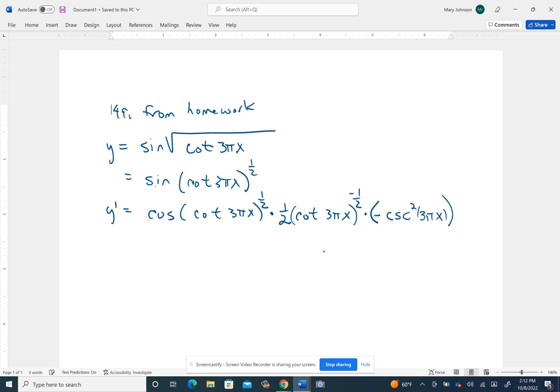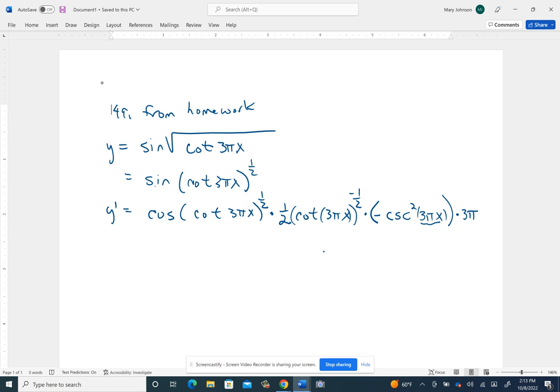Just like the derivative of tangent is secant squared, your input. So your input to the cotangent function is 3 pi x. The derivative of cotangent would be negative cosecant squared, and it needs to stay your input. And then the last thing I'll do is deal with the derivative of 3 pi x, and that would be 3 pi. All right, so that is it.